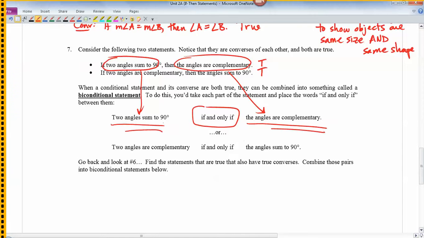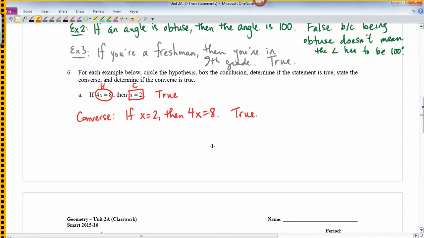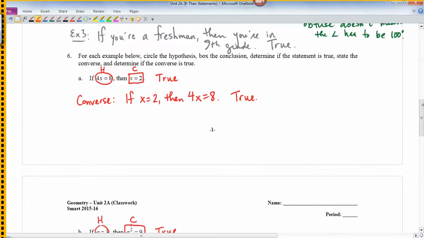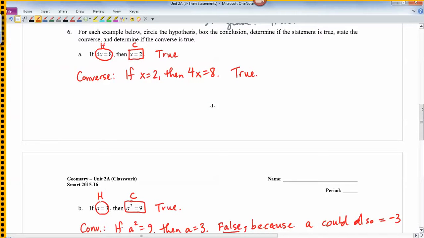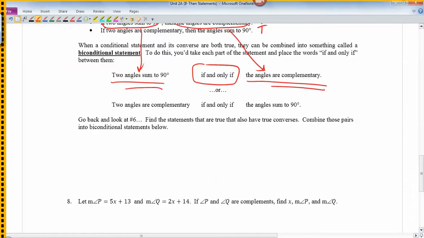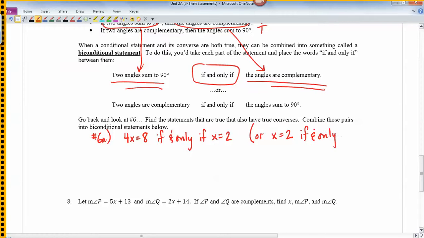So let's go back and look at number 6, and we'll find the statements that are true that also have true converses. In that one, 6a was one of them. If 4x equals 8, then x equals 2. If x equals 2, then 4x equals 8. So if I want to combine those into a biconditional statement, the if and only if version, I'm going to write, this is number 6a, 4x equals 8 if and only if x equals 2. Or if you had decided to use the other version, you could have written x equals 2 if and only if 4x equals 8. That would work too.